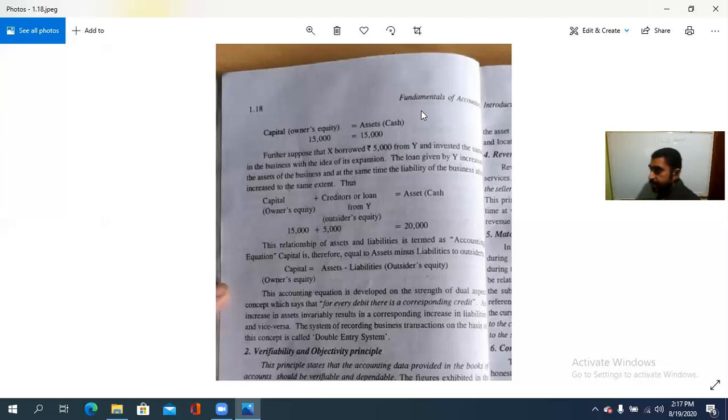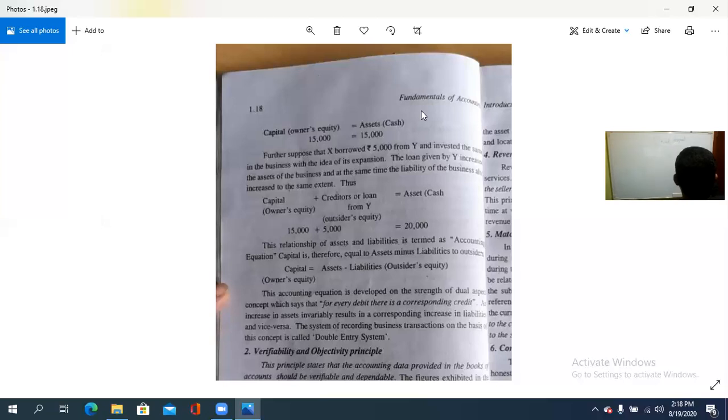ഇനി രണ്ടാമത്തെ കേസ്, എക്സ് എക്സ്പാൻഷന് വേണ്ടിയിട്ട് വൈന്ന് 5,000 രൂപ മേടിച്ചു. അപ്പൊ എന്താണ്? അത് ക്രെഡിറ്റ് ആണ് അല്ലെ? ബോറോവിംഗ്. സോ ക്രെഡിറ്റ് ആണ്. അപ്പൊ എന്ത് വരുന്നു? ക്രെഡിറ്റേഴ്സ് ഓർ ലോൺ ഫ്രം വൈ എത്രയാണ്? 5,000. ഈ 5,000 കൂടെ വന്ന് ആ ക്യാഷും കൂടെ നമ്മുടെ കയ്യിലായില്ലേ? അപ്പൊ അത് ക്യാഷ് കൂടി എത്രയായി? 20 ആയി. അപ്പൊ എങ്ങനെ എഴുതി? ക്യാപിറ്റൽ പ്ലസ് ക്രെഡിറ്റേഴ്സ് ഈസ് ഈക്വൽ ടു ക്യാഷ്, where 15,000 is the capital, creditor is 5,000 and cash is 20,000. Therefore, this relationship between assets and liabilities is called accounting equation.